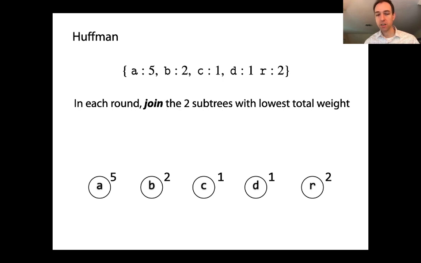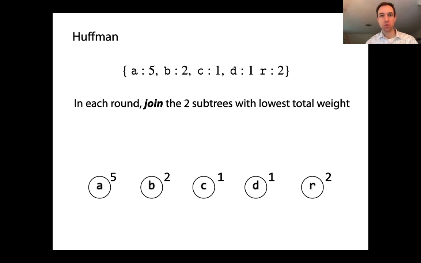But right now I'm drawing the leaf nodes of the tree. So I'm drawing 5 nodes, not connected to each other. They're labeled with the character, but they're also labeled in kind of a superscript with the number of times that character occurs. It's kind of like a weight for that node. And we're going to proceed in several rounds. In each round, we're going to join the 2 subtrees that have the lowest total weight. Of all pairs of subtrees that already exist, I'm going to find the 2 that add to the lowest weight, and I'm going to join them.